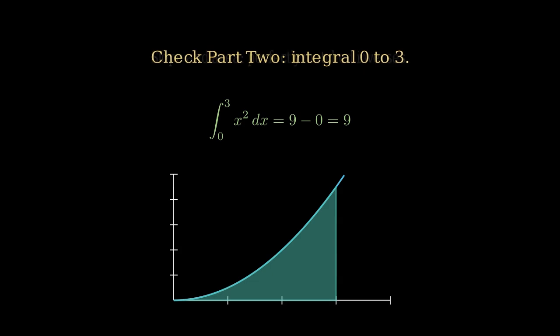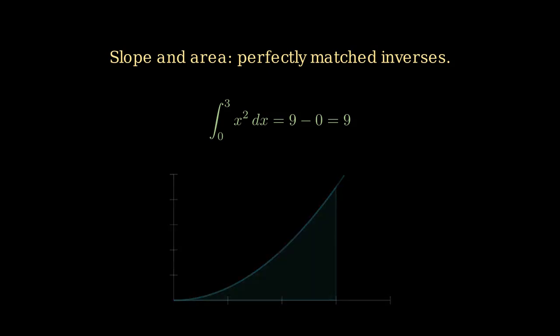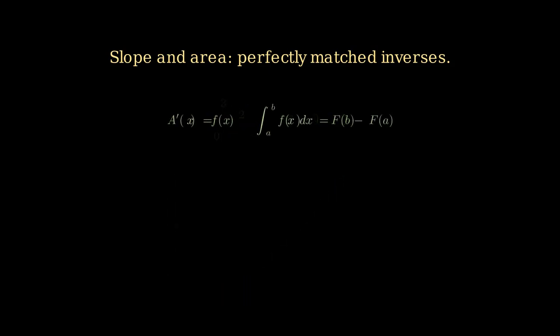So there we have it. The slope of the accumulation function gives back the original curve, and the total area under that curve is just the antiderivative evaluated at the endpoints, subtracted. Two seemingly separate ideas, slope and area, turn out to be perfectly matched inverses.